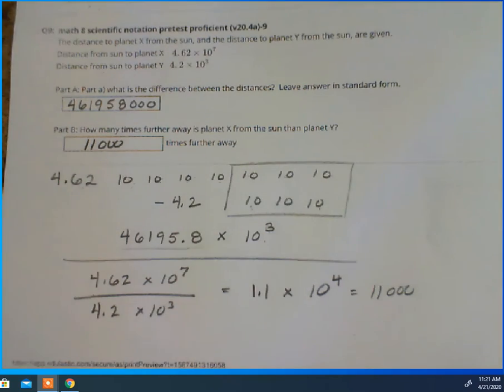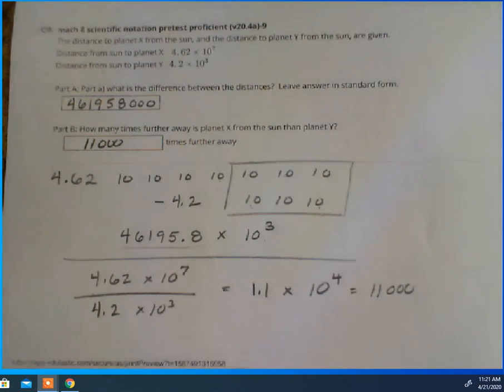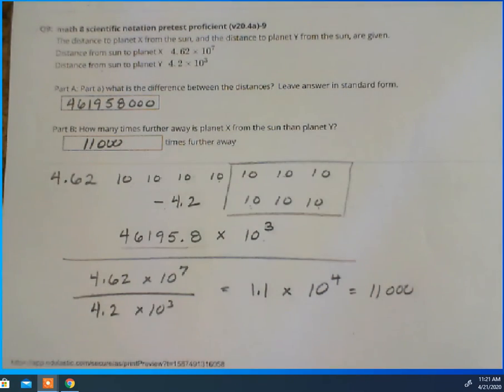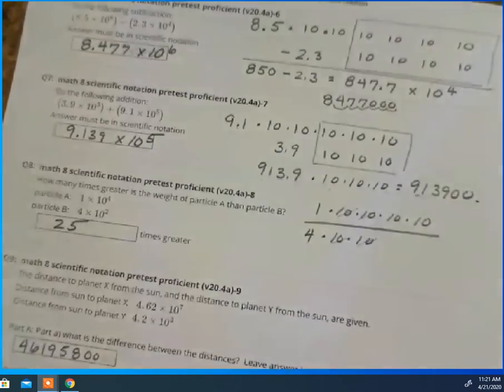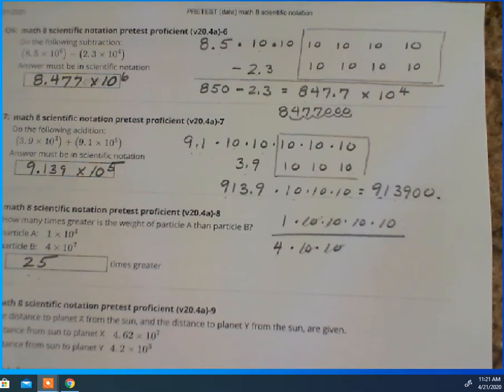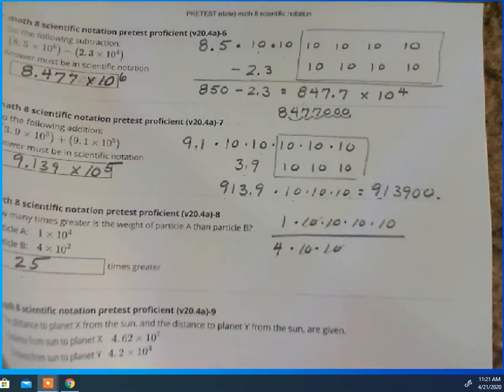And in this case, it wants it in standard form, so I can just multiply that out. So 46195.8 times 10 to the 3rd. I'm using my calculator. 46,195,800. So I actually have an extra 0 on this. That's fixed. Let me check with my answer key. No, okay, that's good.